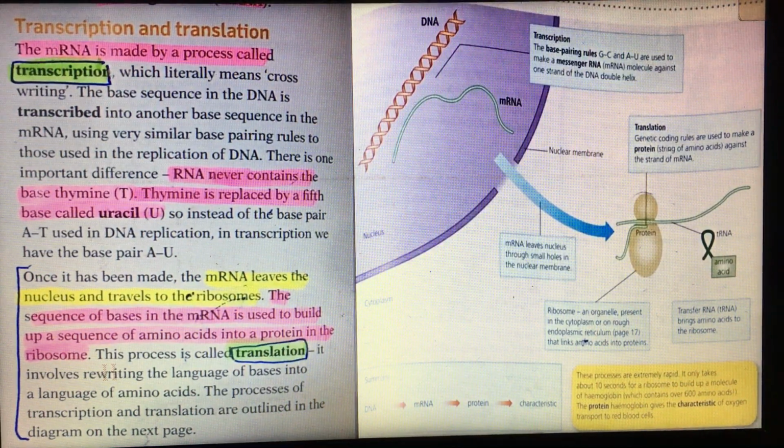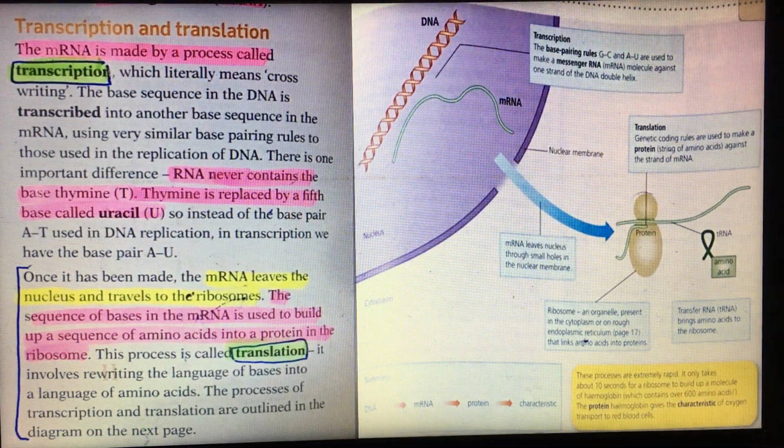Okay, here in your book also we have transcription and translation. You have to know that the mRNA is made by a process called transcription. So we say that producing mRNA is called transcription. And you have to know that RNA never contains the base thymine. Thymine is replaced by a fifth base called uracil, U. So as we said, instead of AT in DNA, we use AU in transcription.